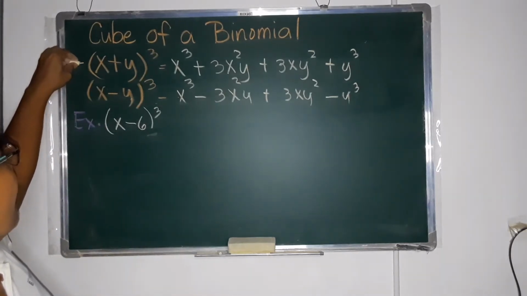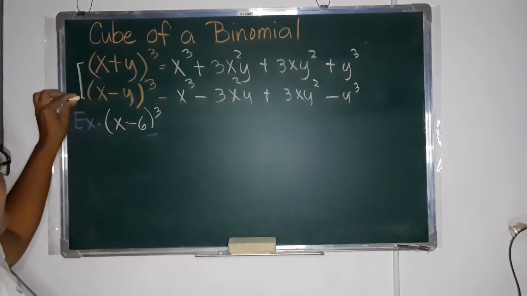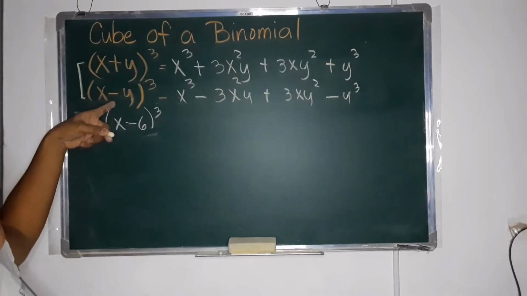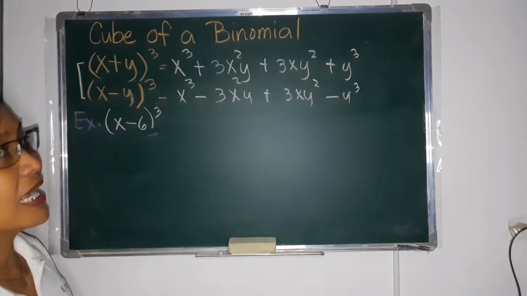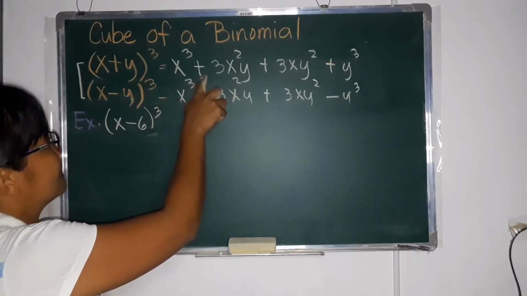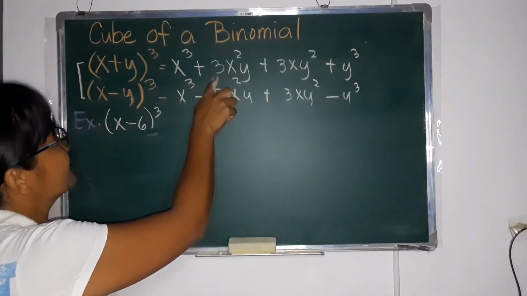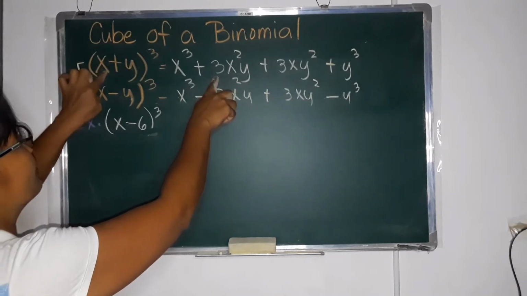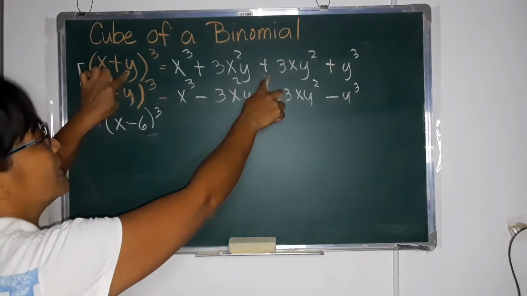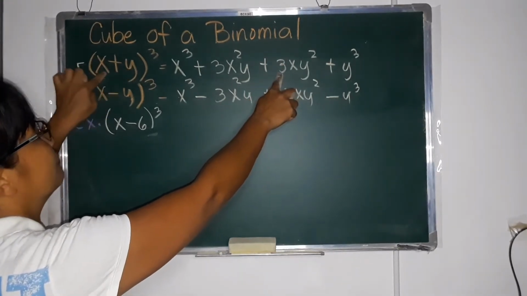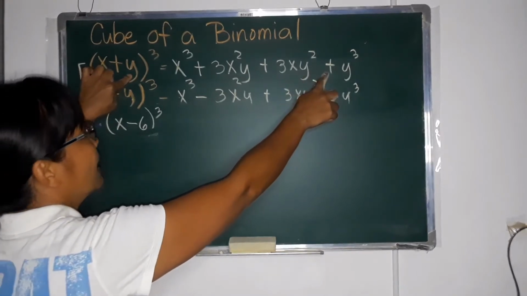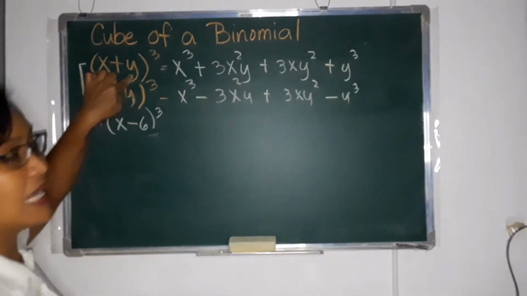So, etong dalawa ay pareho lang ang step. Magkaiba lang, syempre, kasi magkaiba lang ang sign. So, ang step, first, cube the first term. Second step, trice the product of the square of the first term times the second term, plus trice the product of the first term times the square of the second term, plus cube of the last term.